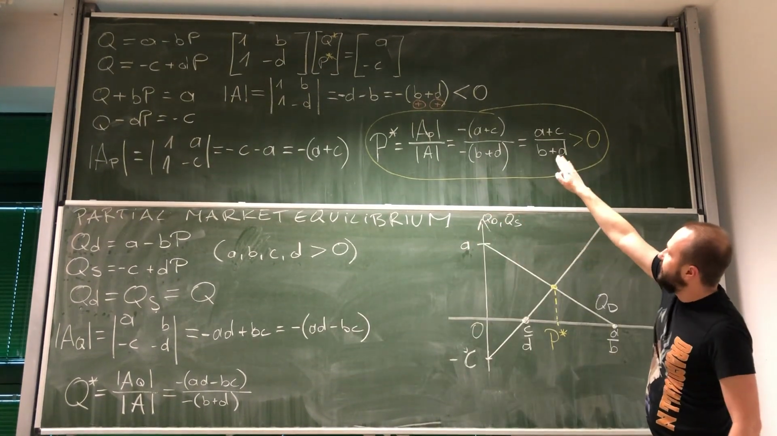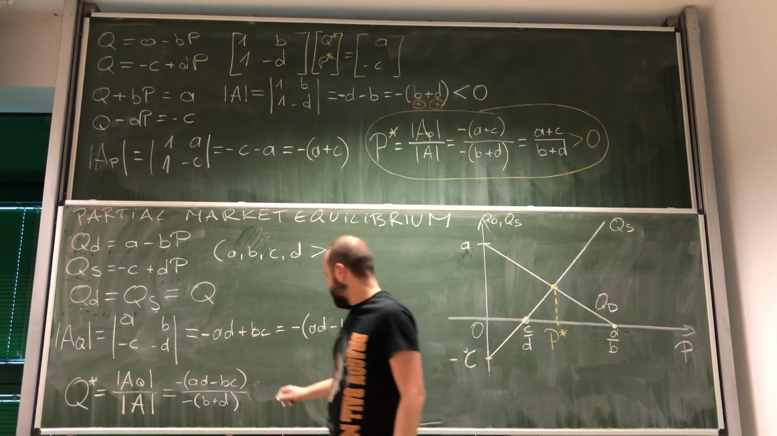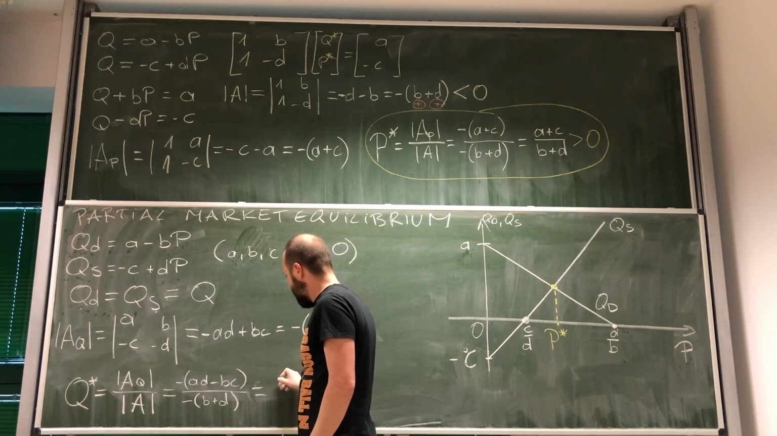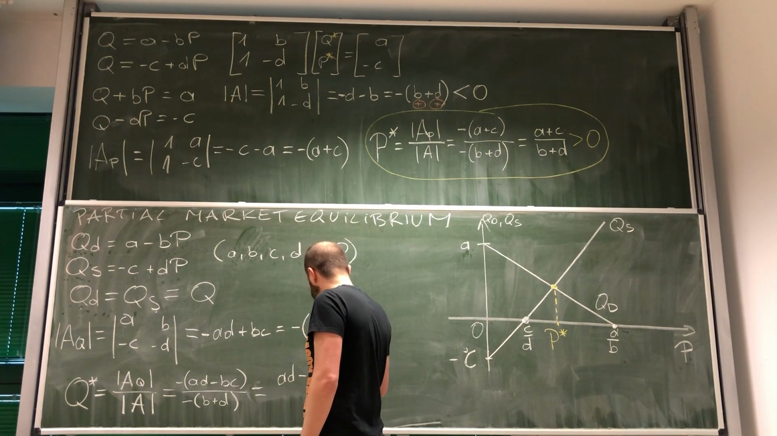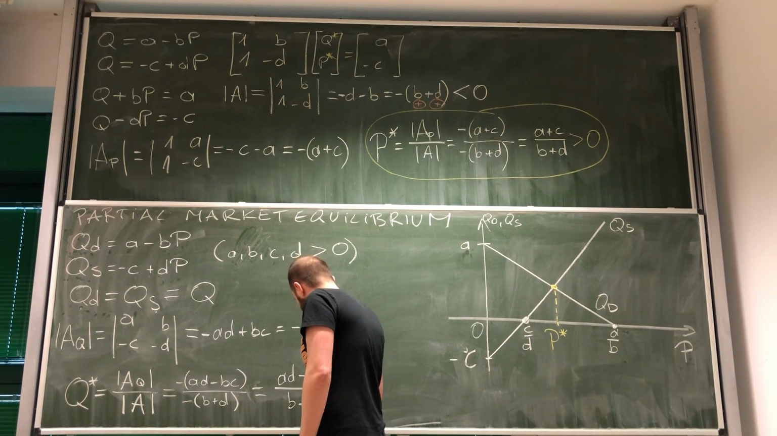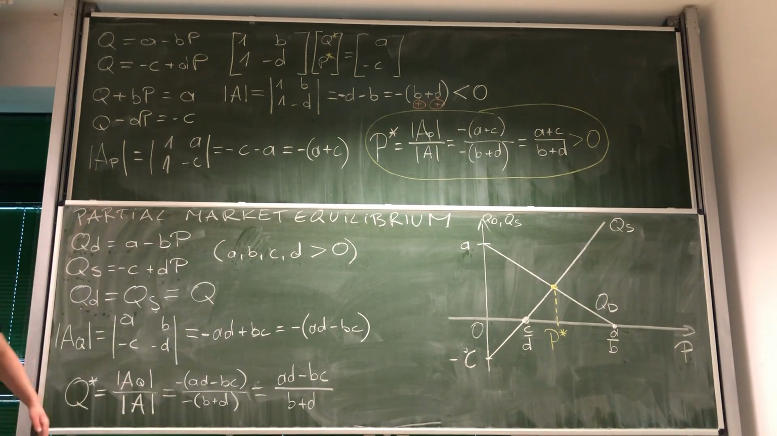Right? Because we can use the determinant. Again, we can get rid of the minuses, and we get that this is AB minus BC over B plus D. And this is our equilibrium quantity.